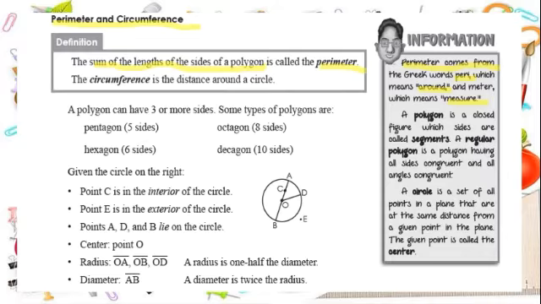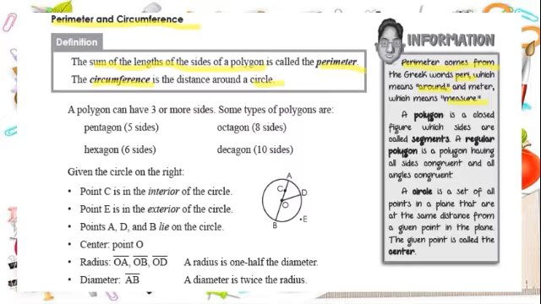Next is circumference. Okay, so the circumference is the distance around a circle. So if we have a circle, then circumference is what we call it. Teacher, does a square have a circumference? No, class. Circumference is applicable only to a circle.